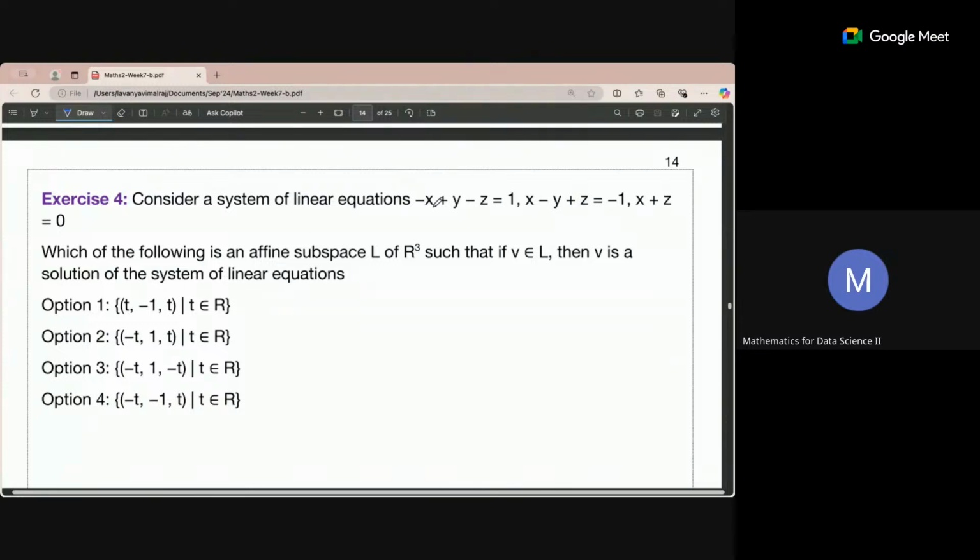Consider a system of linear equations. So you have 3 equations. Which of the following is an affine subspace L of R3 such that if v belongs to L, then v is a solution of the system of linear equations? Here you have a system of linear equations. The first equation is minus x plus y minus z is equal to 1. The second one is x minus y plus z is equal to minus 1. Can we consider these two as the same?